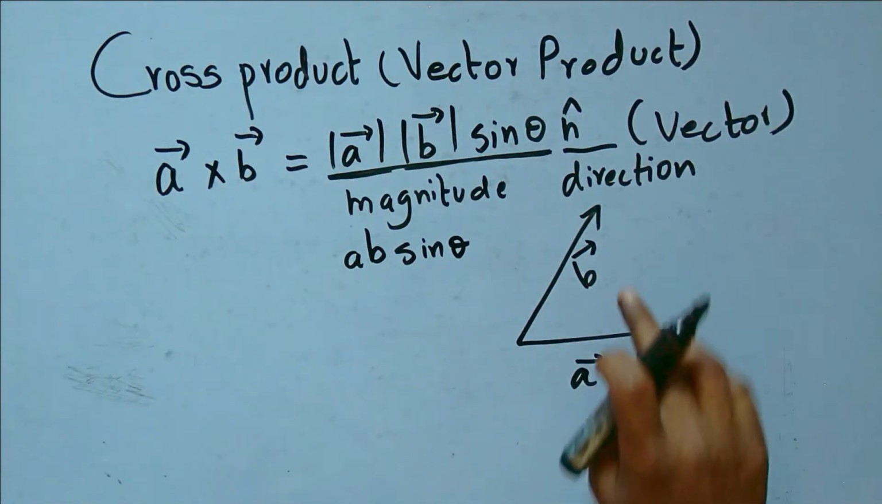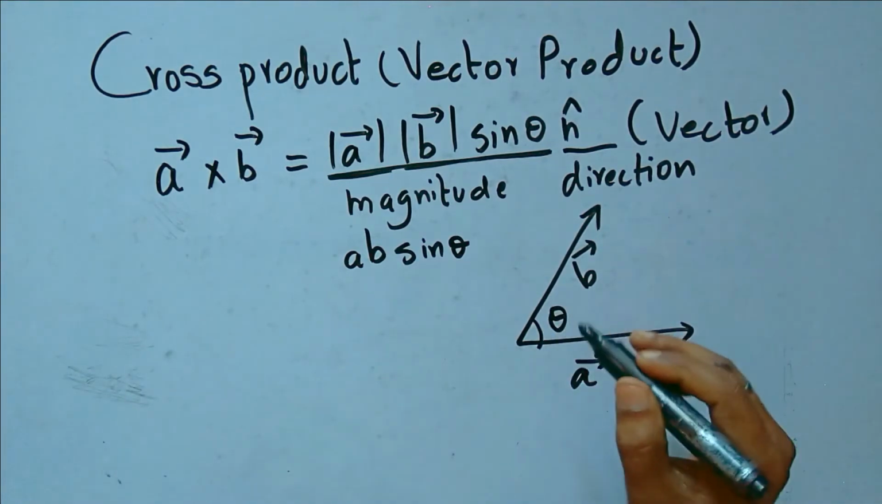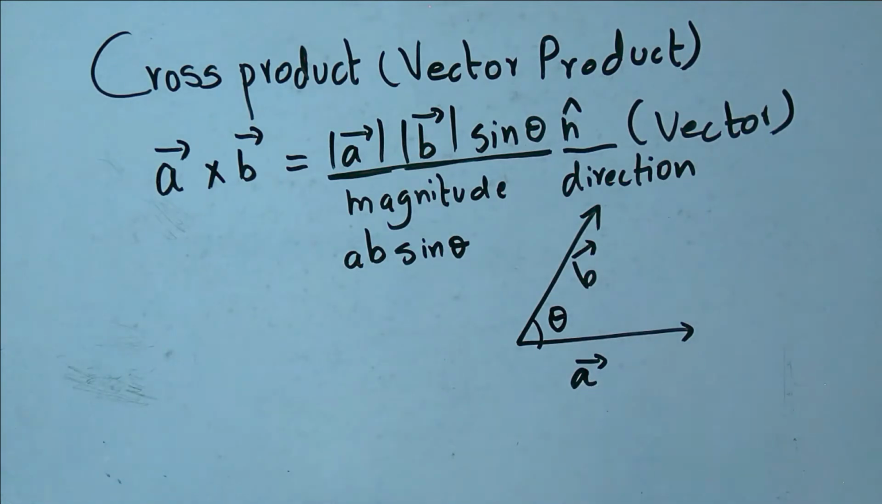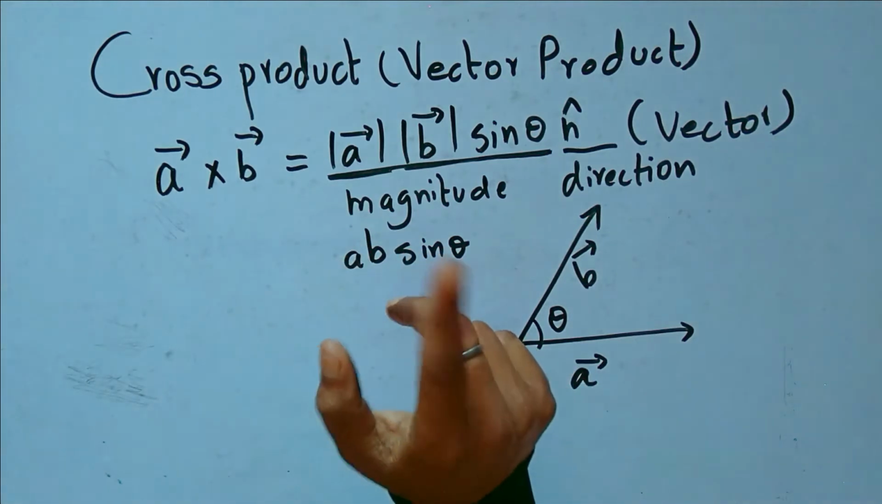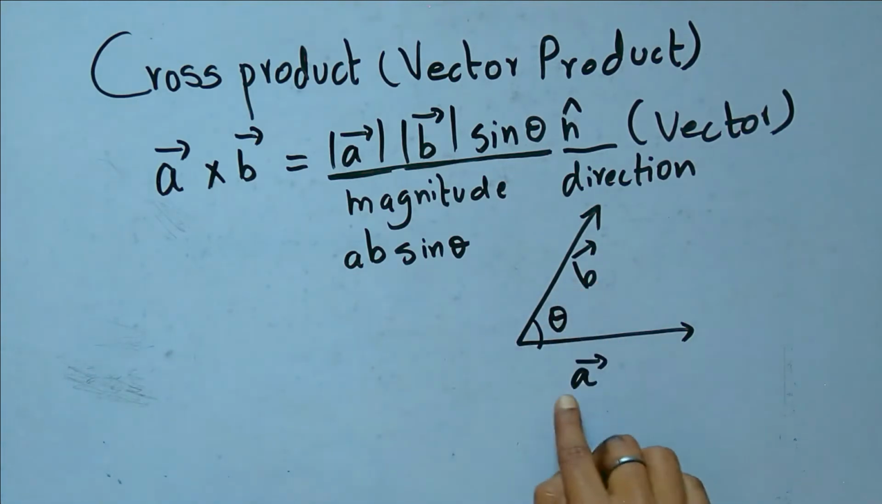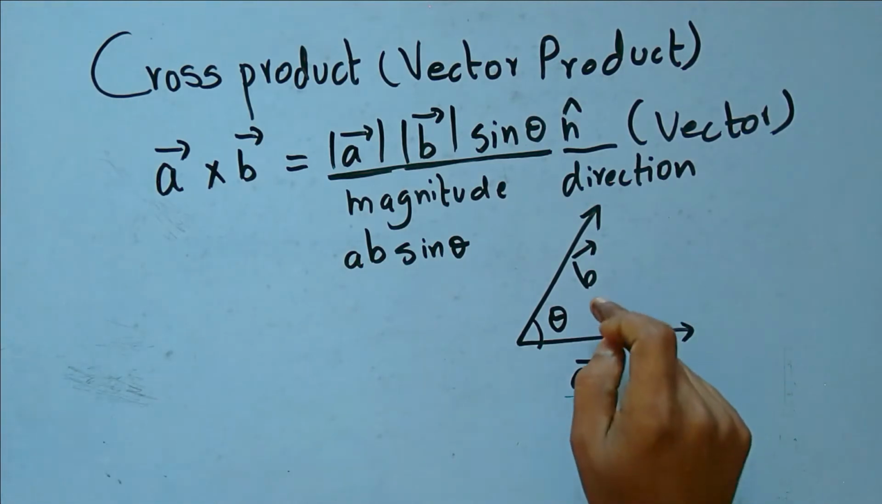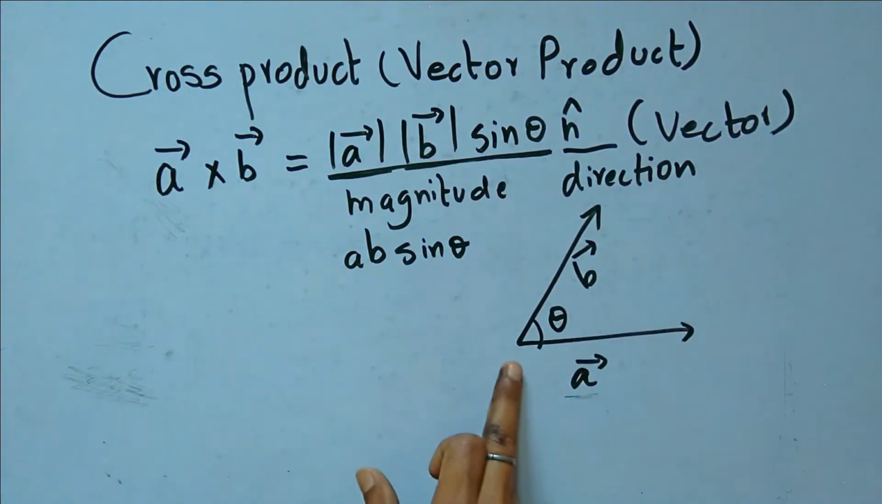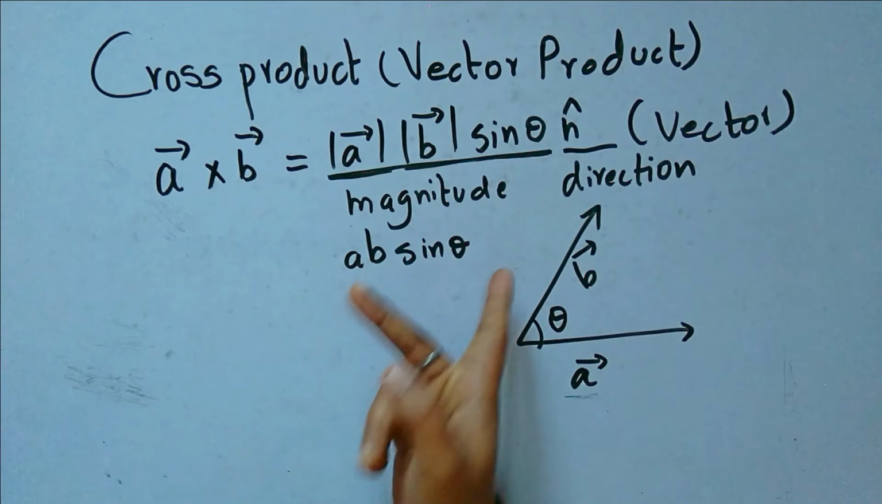So if A and B are the vectors where theta is the angle between them, how do you find the resultant vector? In order to find the resultant vector of cross product, we have to use right hand thumb rule. So this index finger points toward the first vector. The first vector is A, and the middle finger points towards vector B. So we have to align our two fingers in the direction of vector A and vector B.